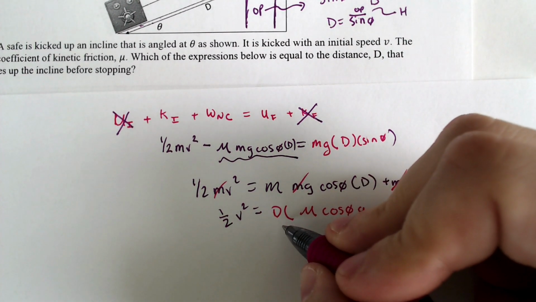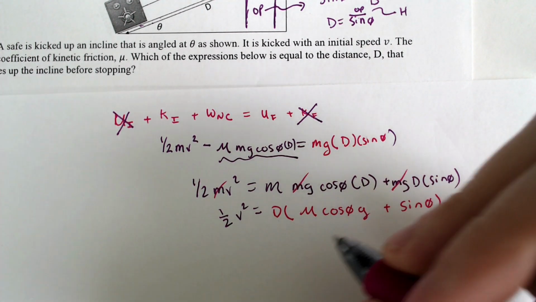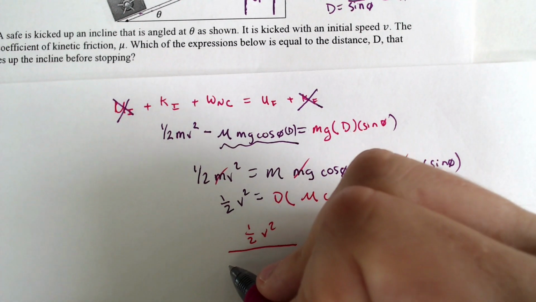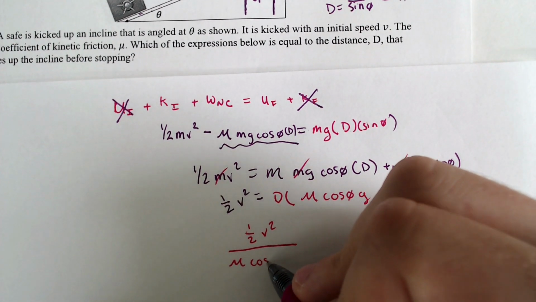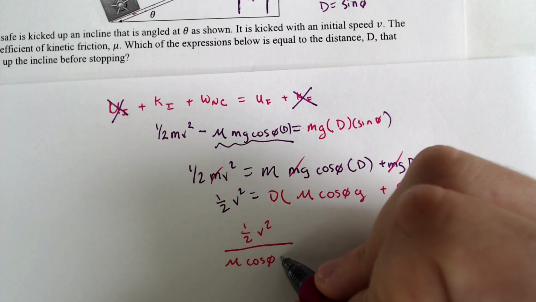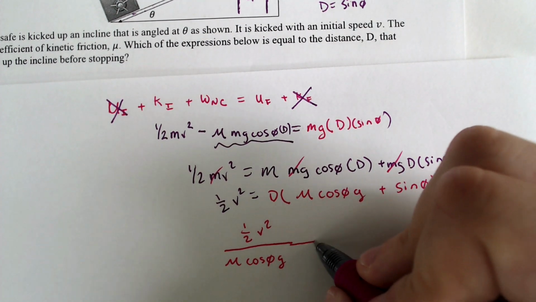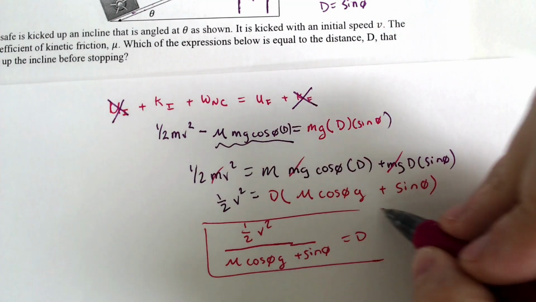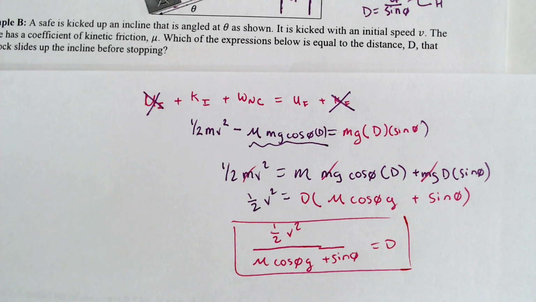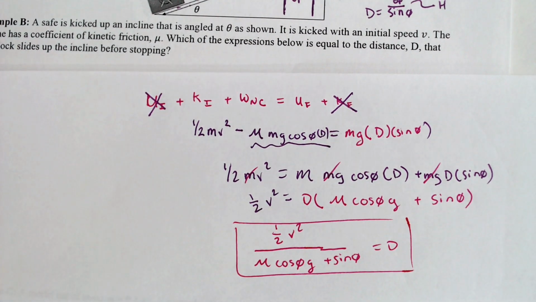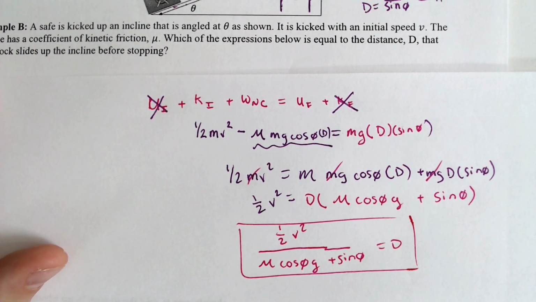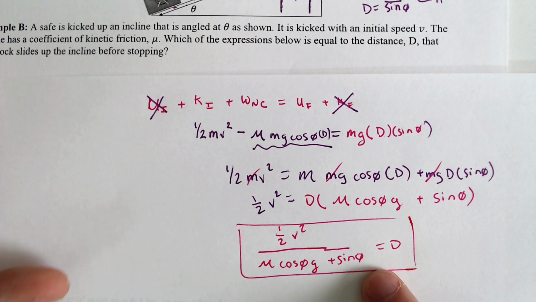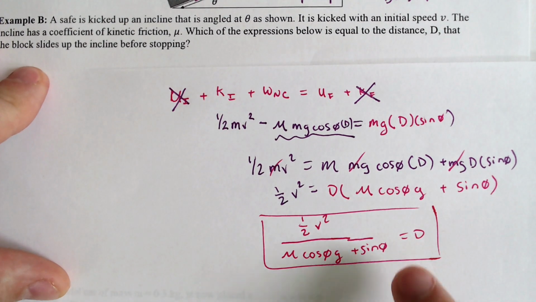We have d isolated. We can divide by this stuff, and we would have 1/2 v squared divided by the coefficient of friction, cosine of theta times gravity, plus sine of theta, and we would get our overall distance that we would be needing. And we would also understand why AP Physics is just sometimes annoying for no reason, because they like just manipulating formulas without actually doing the math. It feels like we did more math, though.